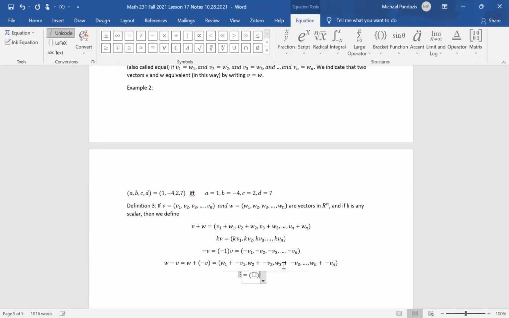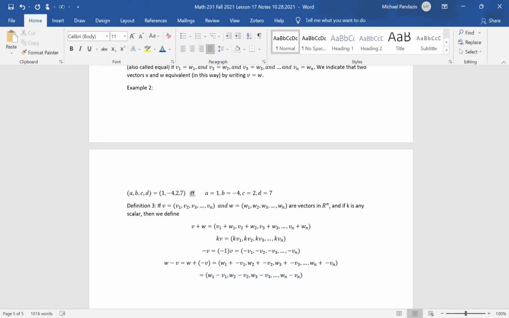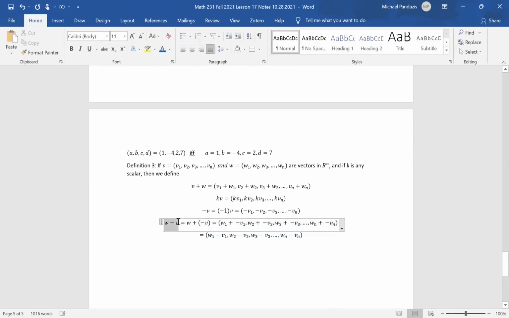And so this is equal to, well, the first component is w1 minus v1. Second component is w2 minus v2. Third component is w3 minus v3, comma, dot, dot, dot, comma. Last, the nth component is wn minus vn. And so that defines w minus v. It's this.